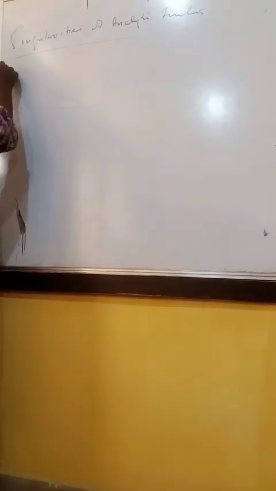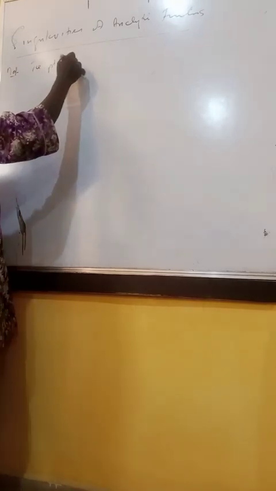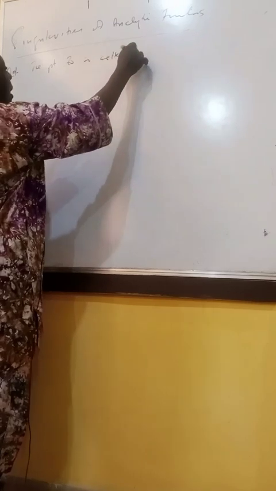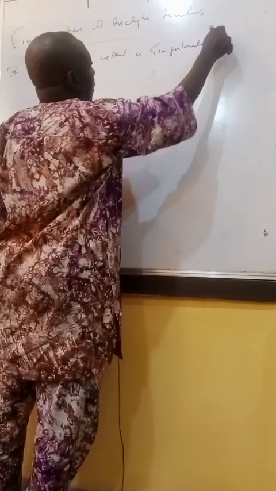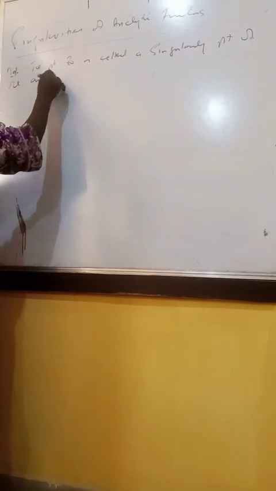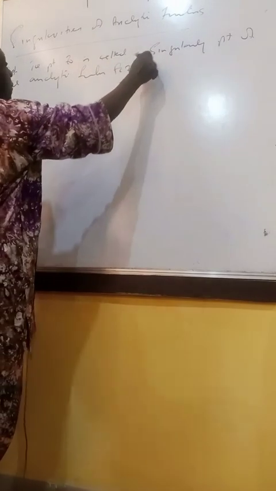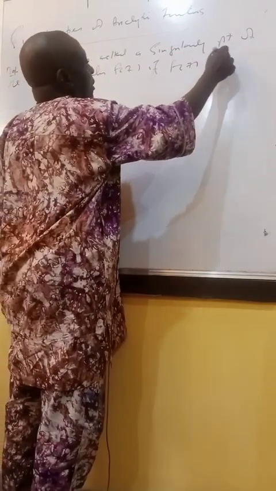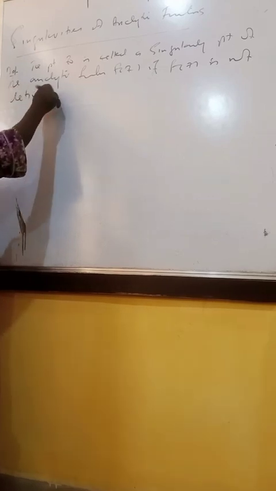Definition. The point z0 is called a singularity point of the analytic function f of z if f of z is not defined at z0.